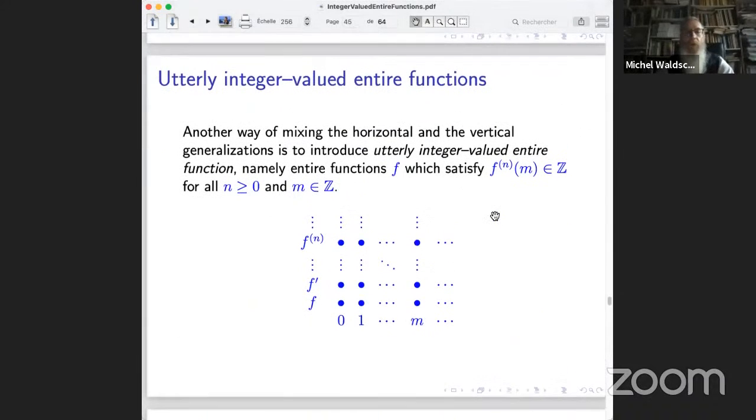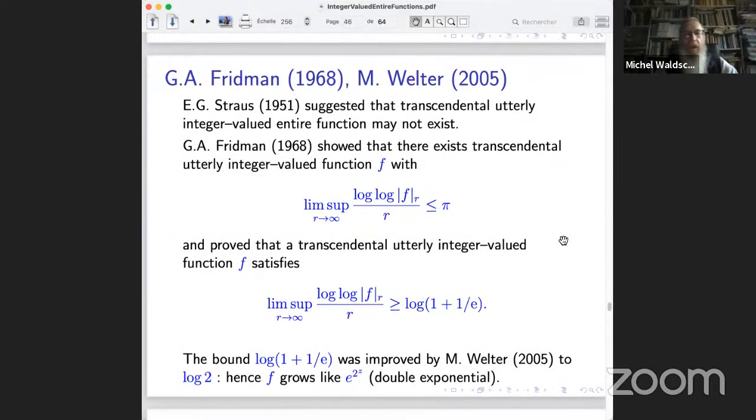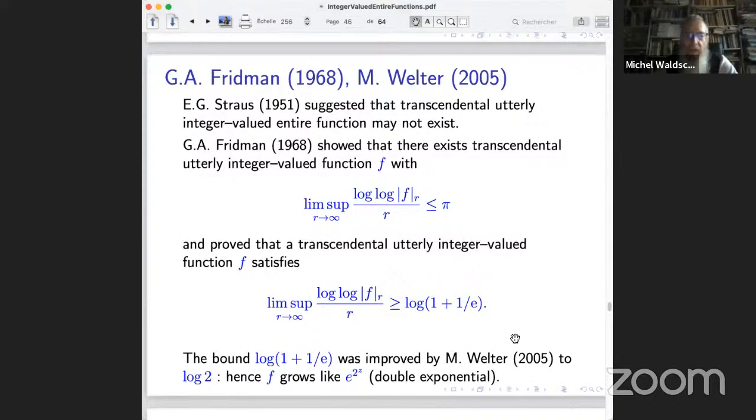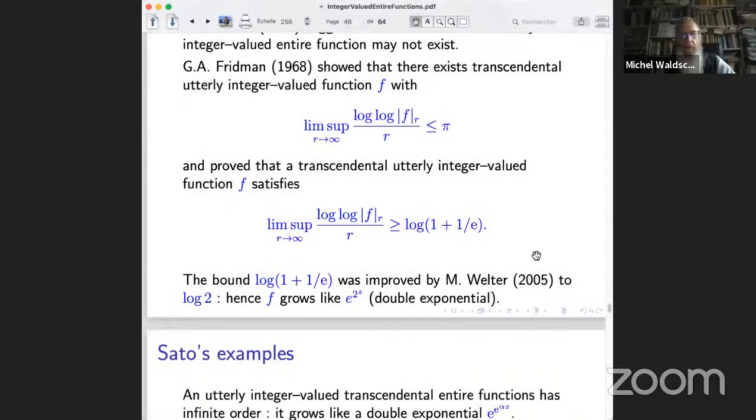I come to another way of generalizing integer valued functions and Hurwitz functions, which is to introduce utterly integer valued entire functions. We assume that all the derivatives at all the points are in Z. So the picture is like this. We have all the black points. Strauss suggested that maybe they do not exist. And Gramain in 1968 showed that there exists a transcendental utterly integer valued entire function, but now they are not of finite order. They grow like double exponential of z. The lim sup of log log f(r) divided by r is less than pi, and there exist some of them for which this same lim sup is at least log of 1 plus 1 over e. So they are double exponential. And the bound log of 1 plus 1 over e was improved by Welter in 2005 to log 2. But there is still a gap between log 2 and pi. So we do not know the final result.